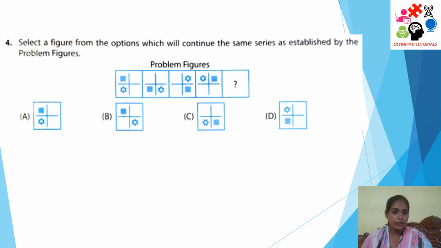Next question. Select a figure from the options which will continue the same series as established by the problem figure. Again here, if you see this picture quite closely, you'll observe the position of these two symbols has been shifting. So it's very clear from this that your option number A is the pattern that is going to repeat here. In these kinds of problems, what you have to do is thoroughly look at the patterns, or the symbols given in the picture, and keep matching them. Then it's going to be quite easy for you.